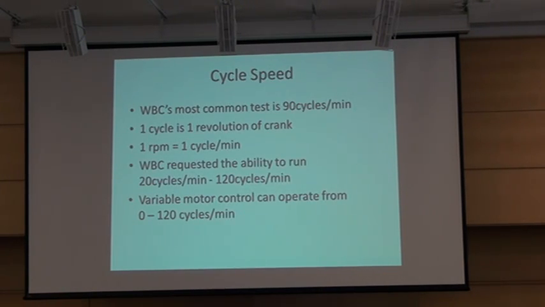The reason why we needed 120 RPMs is because Whitney Blake's most common test is at 90 cycles per minute. So 1 revolution of the crank is 1 flex cycle. Therefore, 1 RPM is going to be 1 cycle per minute. Whitney Blake requested that our system be able to do between 20 cycles per minute to 120 cycles per minute. So with our variable motor control, we are able to do anywhere between 0 to 120 cycles per minute.